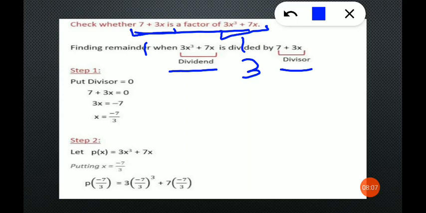So what is the first step? We will put the divisor equal to 0 because we have to find the remainder. If the remainder comes 0, we can say that it is a factor. If the remainder does not come 0, we'll say that it is not a factor. So when we put the divisor equal to 0, we get x is equal to minus 7 by 3. Now we will substitute x is equal to minus 7 by 3 in the dividend, that is 3x cube plus 7x. Now students, solve it fast and tell me what answer you are getting.